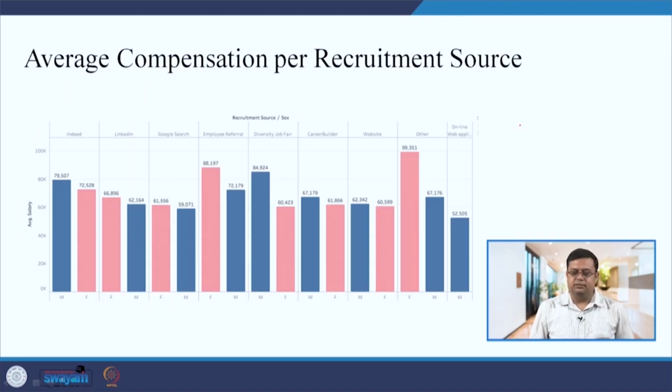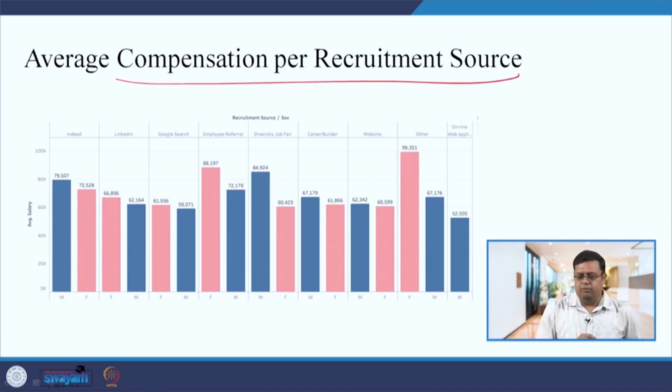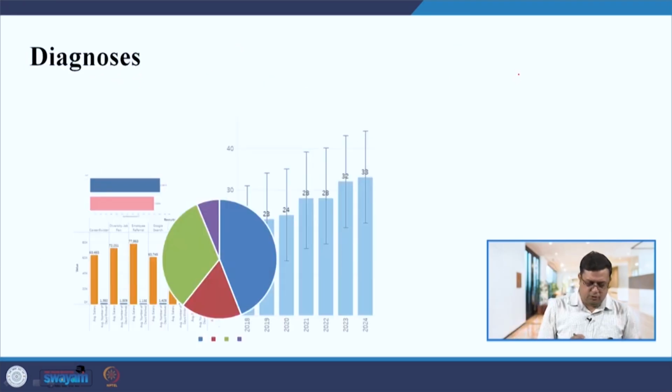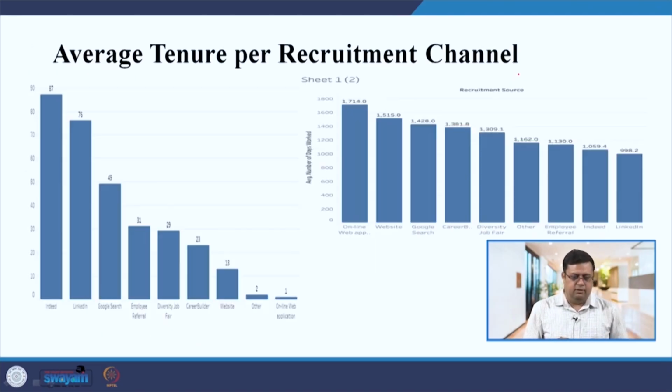Average compensation per recruitment source, right. So, how much salary we are paying as per the source. If you want to calculate, you can do that. So, diagnosis, if you want to diagnose where the attrition is high, in which source, and then you can see how many people are there and how many people have left.